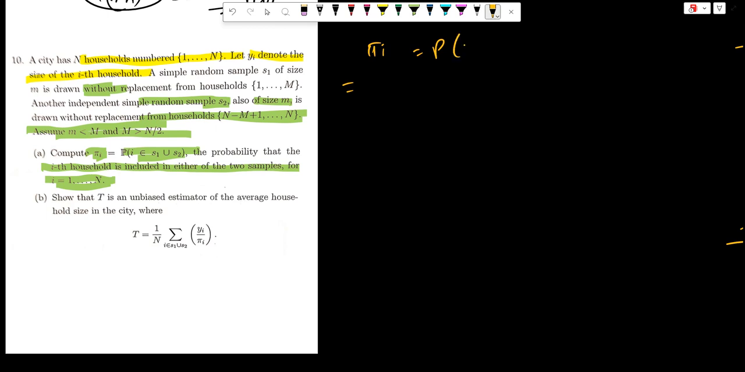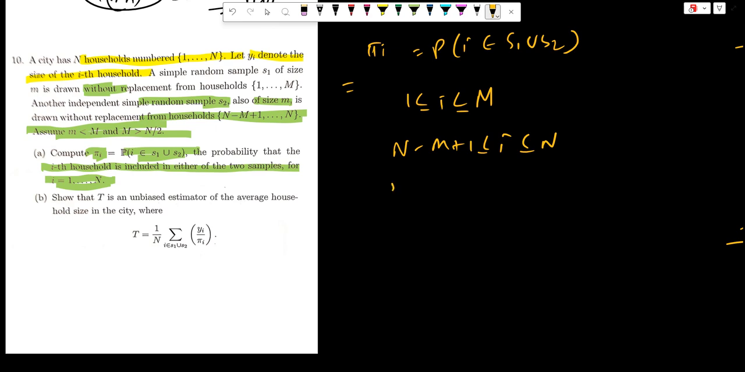So pi i is the probability that i belongs to S1 or S2. Okay. So the probability of the ith household being included in either of S1 or S2. The rest of the things are given over here. So we consider three cases. Case 1: 1 less than or equal to i less than or equal to m. Case 2: n minus m plus 1 less than or equal to i less than or equal to n. And case 3: m less than i less than n minus m plus 1.